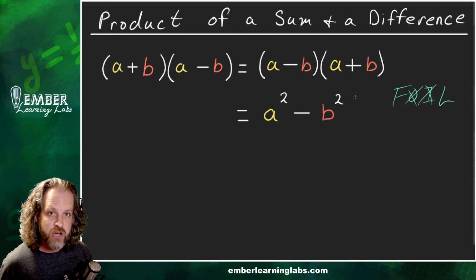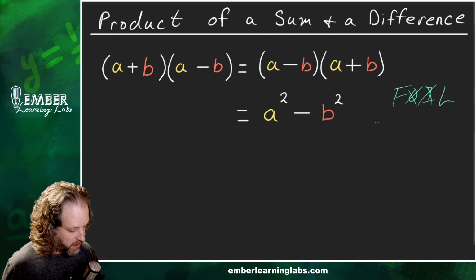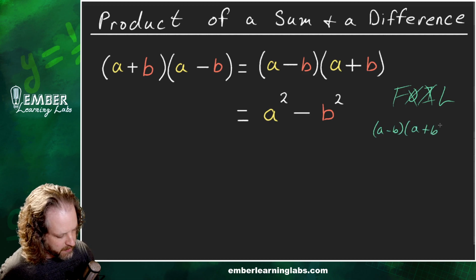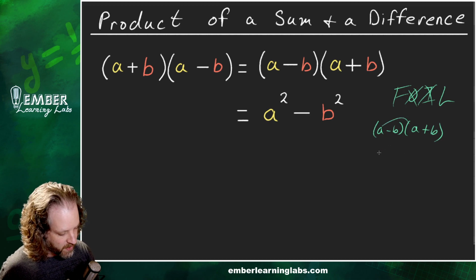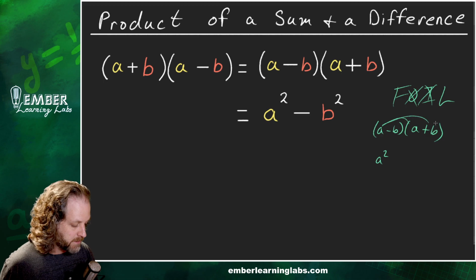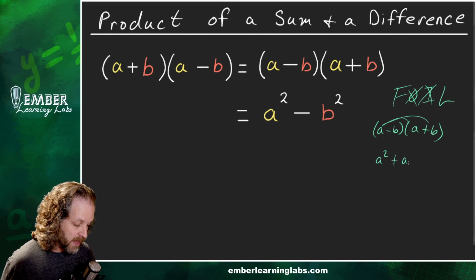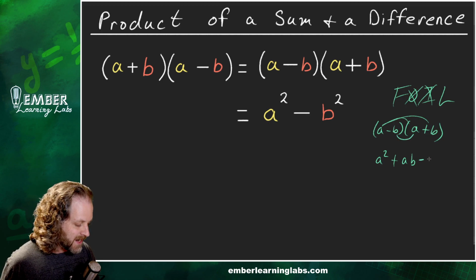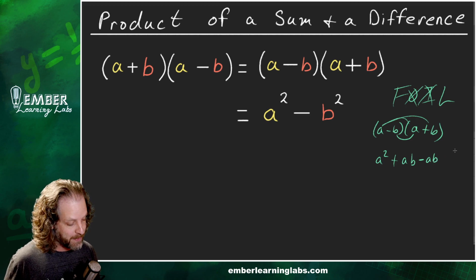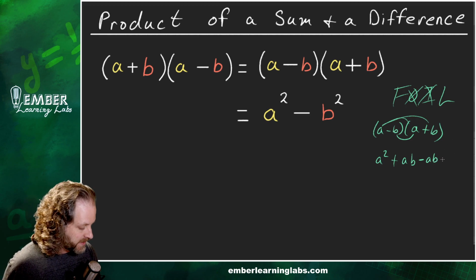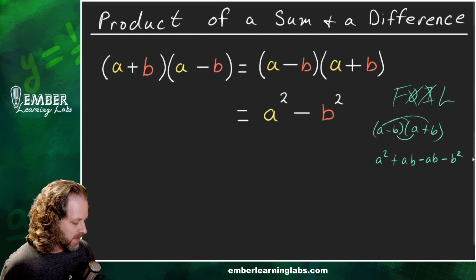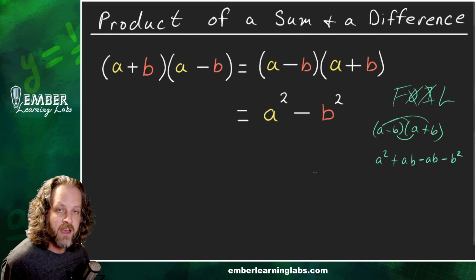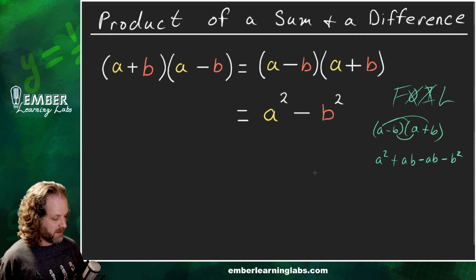Now, let me show you why this works, let me do this all out. So if we have a minus b times a plus b, right? A times a is a squared, right? A times b is plus ab, right? And then negative b times a is negative ab. You can see what's going to happen, right? And then negative b times positive b is negative b squared. That's why that one is negative, because it's a positive times a negative this time, right? So that's why it shifts from the last one and the one before that.